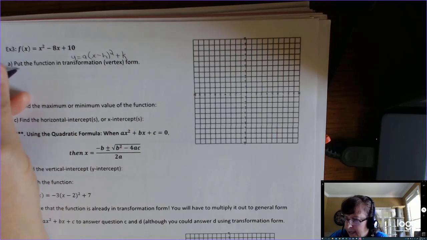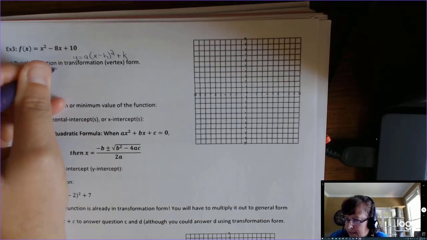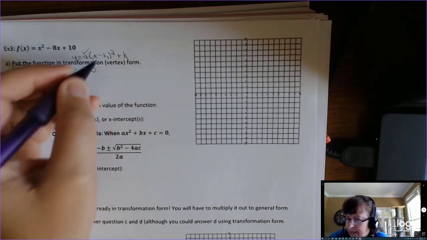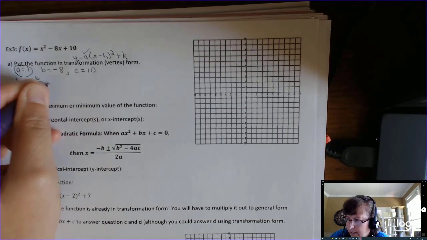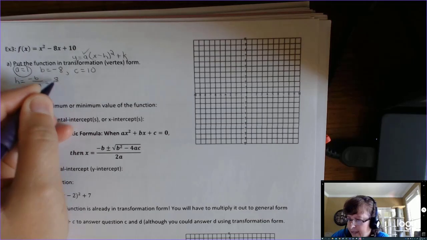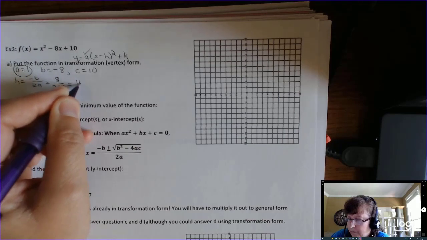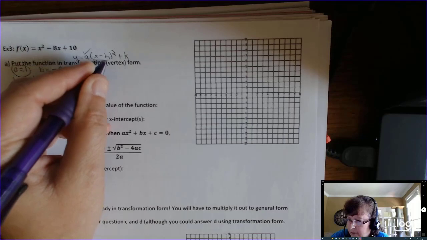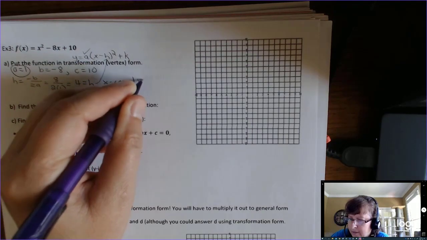I need a. Well, a is 1. B is -8. C is 10. Got a. I need h. H is -b over 2a. B is -8, so the opposite of -8 is 8. And then over 2 times 1, so we get 4. That's h. Please don't fall in love with that h. That's just the notation here. That's the x coordinate of the vertex.